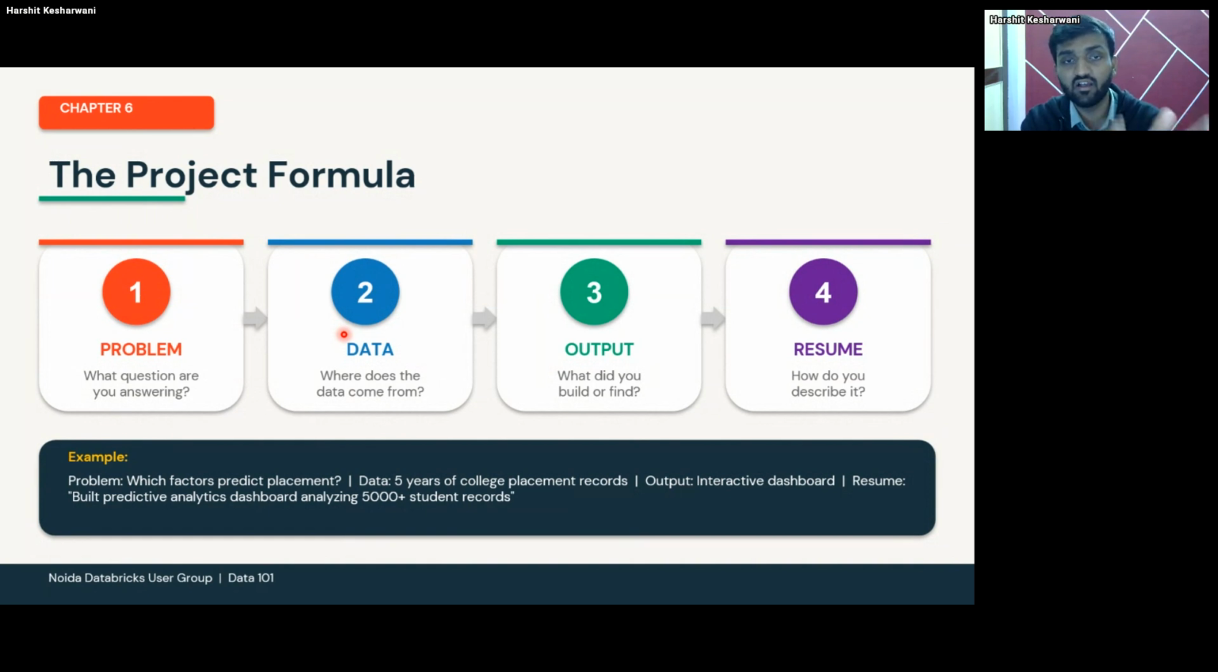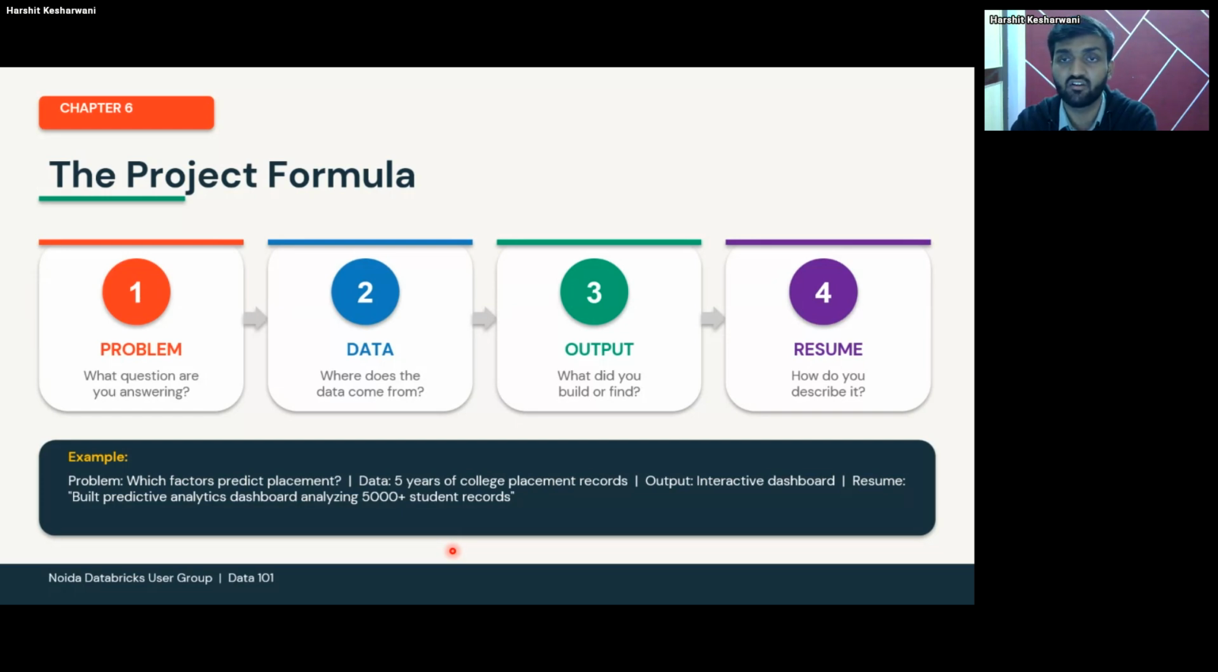And whatever you have built, you also need to show that to recruiters, right? So beautifully explain that in your resume. Always mention the numbers here, like 5,000 students plus. So what we have, three things: problem, data, outcome, and the fourth and most important thing is visibility. How are you going to make it visible? You can post about it on LinkedIn. You can write a blog about it. You can present it in any of the community events like Noida Databricks user group. You can present it on any of the cloud platforms.